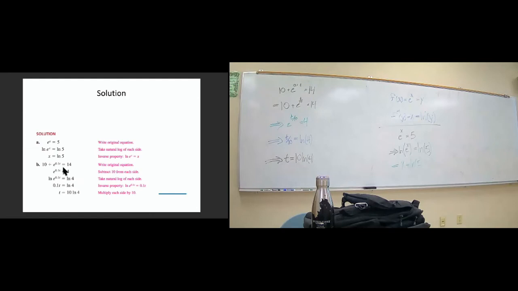So checking it out really quick, in that first case, our solution was in fact x equal to the ln of 5. And in our second case, we did in fact get that t is equal to, excuse me, 10 times the ln of 4.